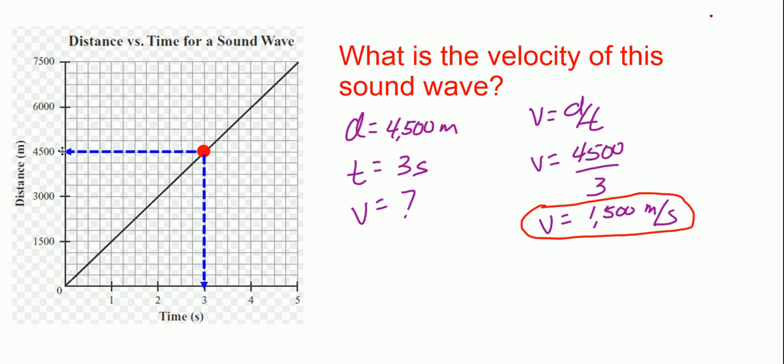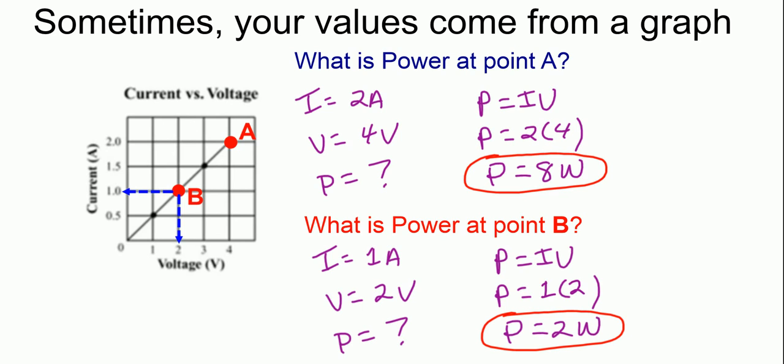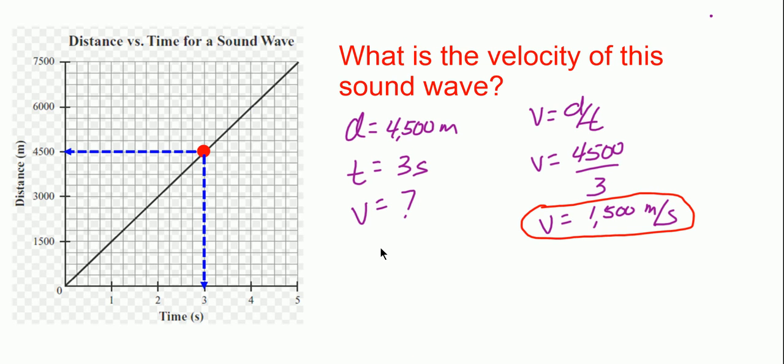Then I'll say, okay, at that point, distance is 4,500. Time is 3. I'm looking for velocity. V equals d over t. Plug it in, you've got it, okay? So sometimes here I gave you a point I wanted you to work with. Here you found a point that worked well for you. Any point where the line goes through an XY intersection on the grid is useful. And here's any point of the line.